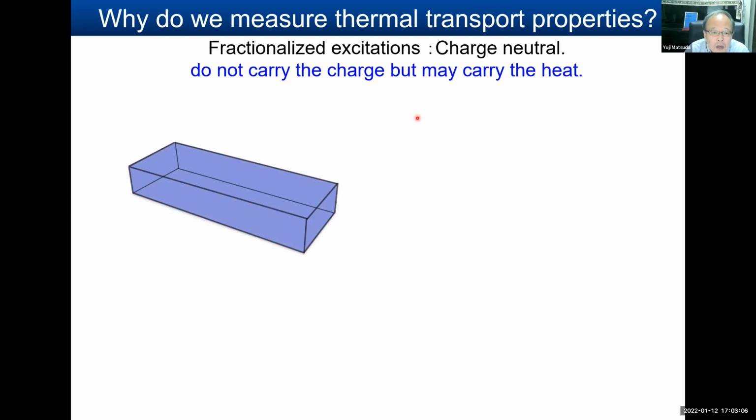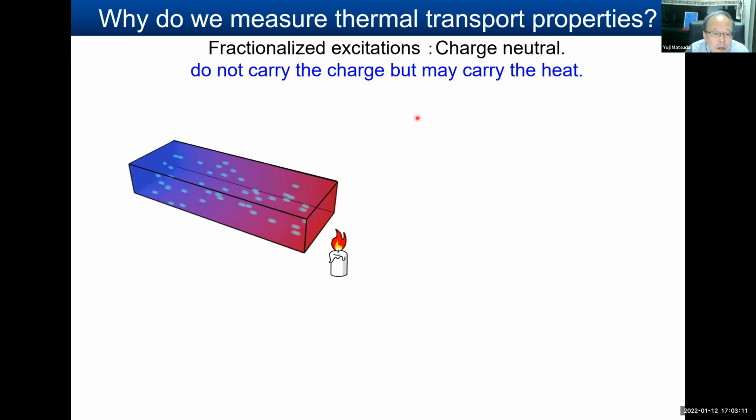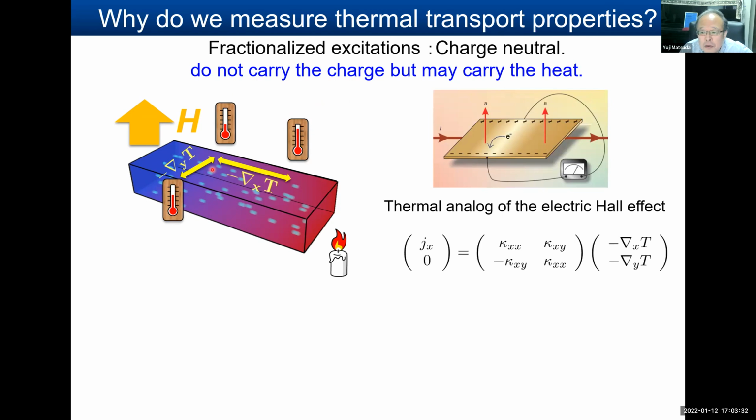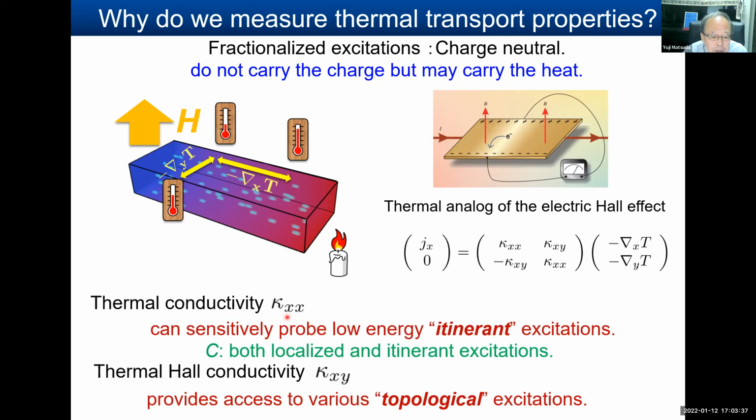So if we heat up one side of the crystal, a temperature gradient may appear, and we can determine the thermal conductivity. And if we apply the magnetic field, a thermal gradient may appear perpendicular to the thermal current. So this is analogous to the electrical Hall effect. What is important is that the thermal conductivity kappa xx can sensitively probe low energy itinerant excitations. And more importantly, the thermal Hall conductivity kappa xy provides access to various topological excitations.